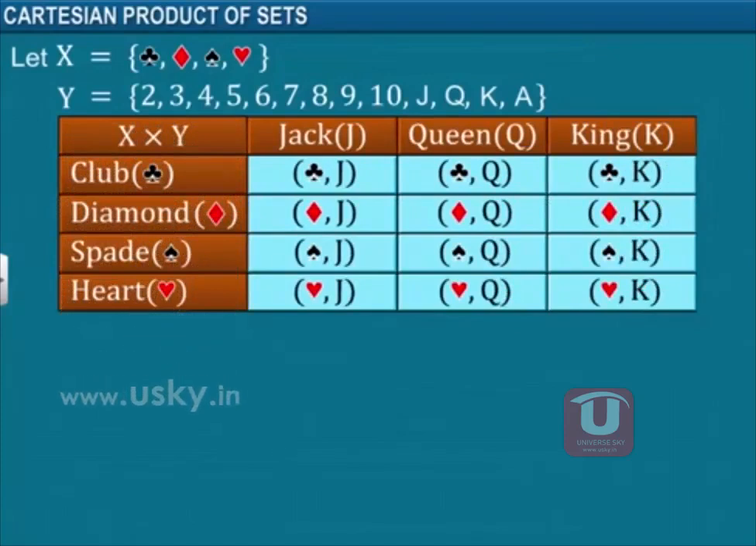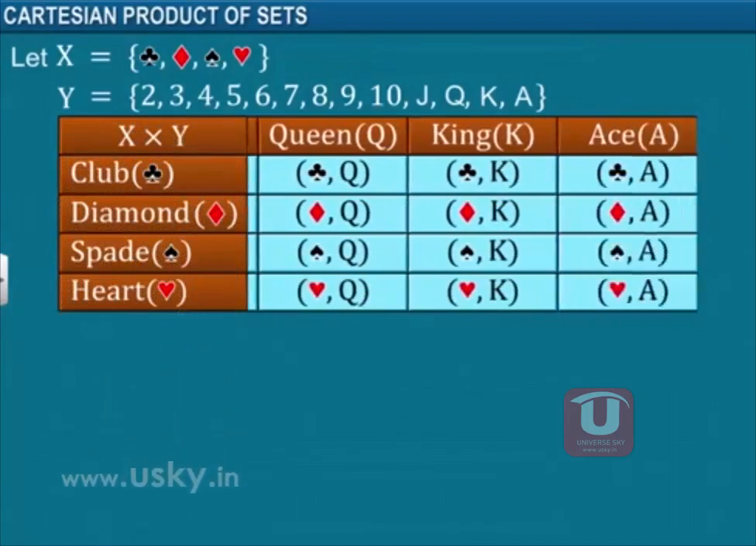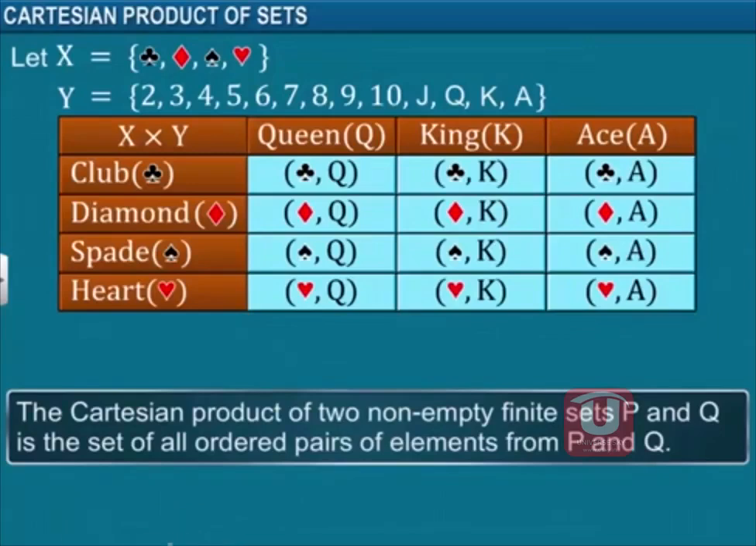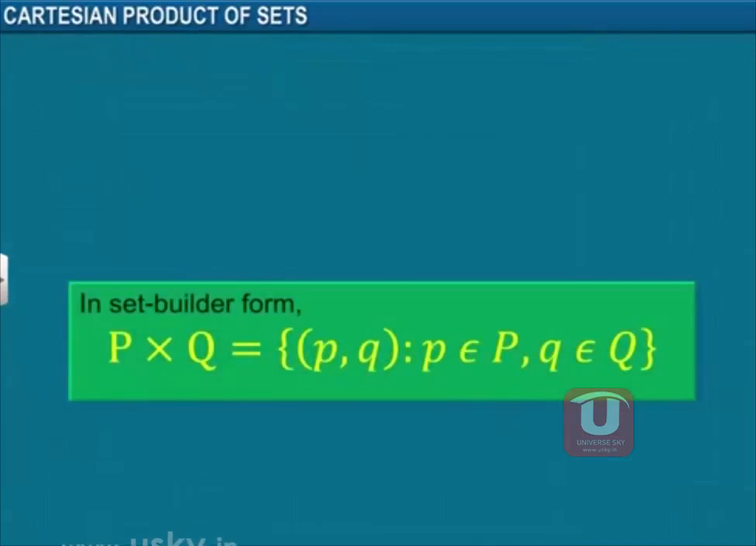From the above discussion, we can define the Cartesian product of two non-empty finite sets P and Q as the set of all ordered pairs of elements from them. In the set builder form, it is written as P cross Q is equal to the set of all ordered pairs (p, q) such that p belongs to set P and q belongs to set Q.